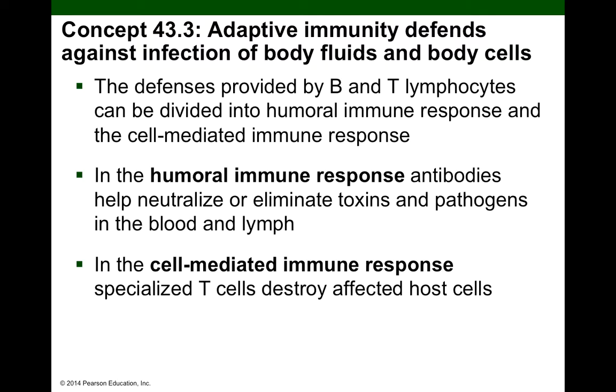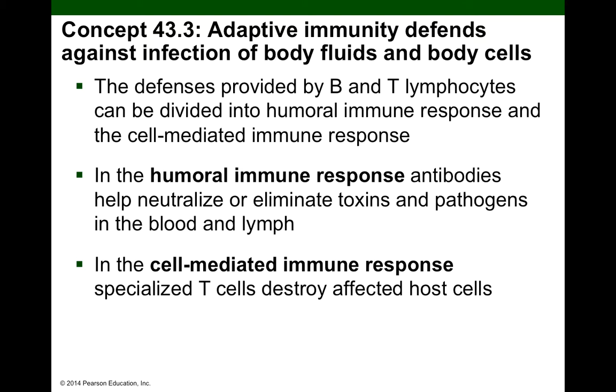B cells and T cells, because they respond to a pathogen differently, are divided into the humoral immune response and the cell-mediated immune response. The humoral immune response involves the B cells. The humors is an old term that was once used to refer to the fluids in your body, primarily the blood and the lymph. The B cells, which patrol the body using those vessels, respond to an antigen by producing antibodies to neutralize pathogens in those areas.